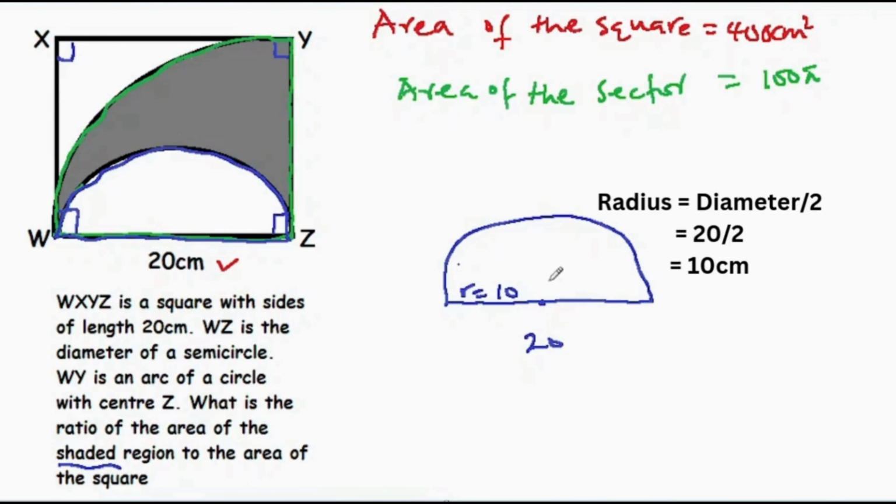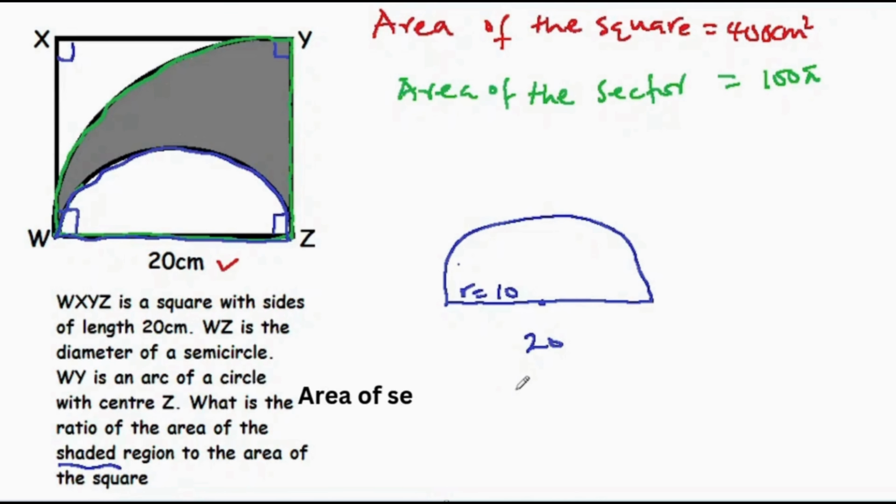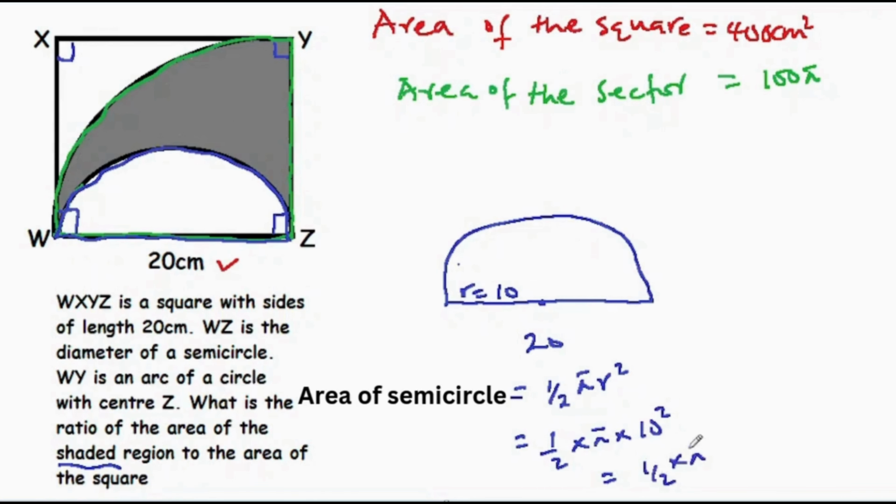So what's the formula for the area of a semicircle? The area of a semicircle is half of the area of a circle. That is half of pi r squared. So we have 1 over 2 times pi. Our r, the radius, is 10 squared. So this is going to give us 1 over 2 times pi multiplied by 100. 2 here, 1 here, 50. So the area of the semicircle is 50 pi.